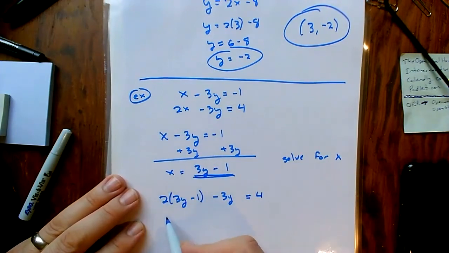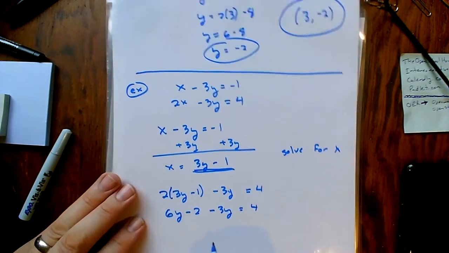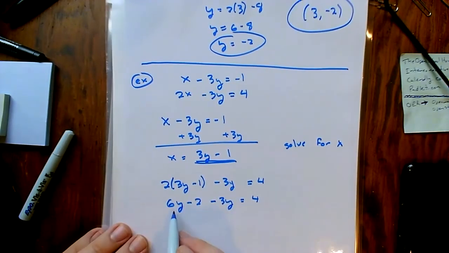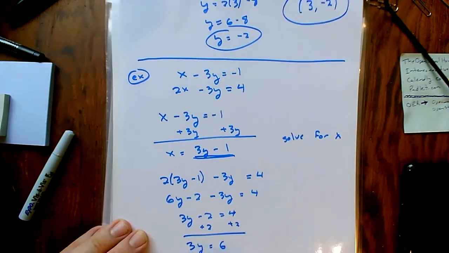We'll go ahead and distribute. So I've got 6y minus 2 minus our 3y is equal to 4. I always like to combine my like terms before I do any addition or subtraction. So I've got 6y minus 3y is going to be 3y, minus my 2, is equal to 4. Now I'll add to both sides. I'm going to add 2. So I've got 3y is equal to 6. And when I divide by 3, I've got y is equal to 2.